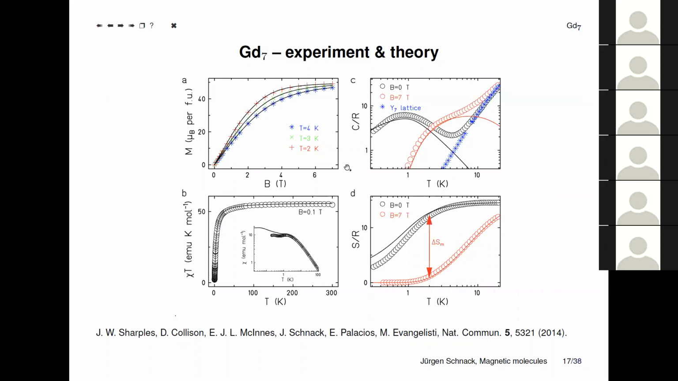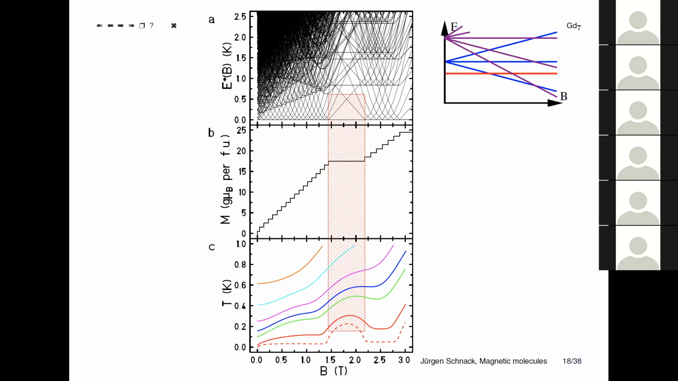Magnetization, specific heat, and susceptibility, and in the lower right corner, entropy. Entropy is not an observable. It's usually calculated via Maxwell relations from the specific heat or the magnetization. So our set of J's fits the data well, and I can now give you the major story.